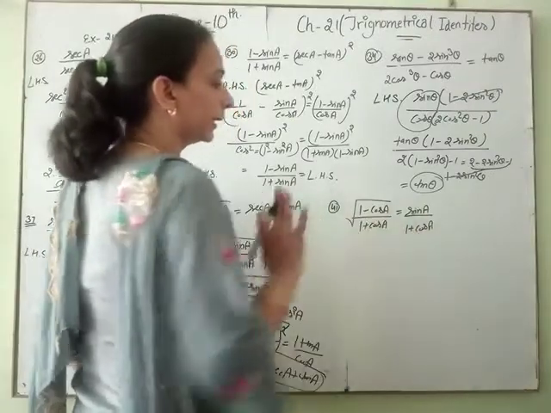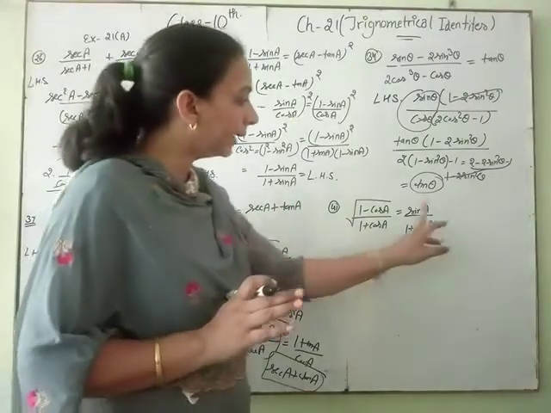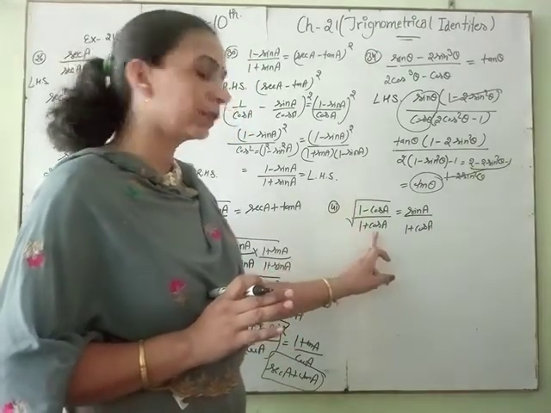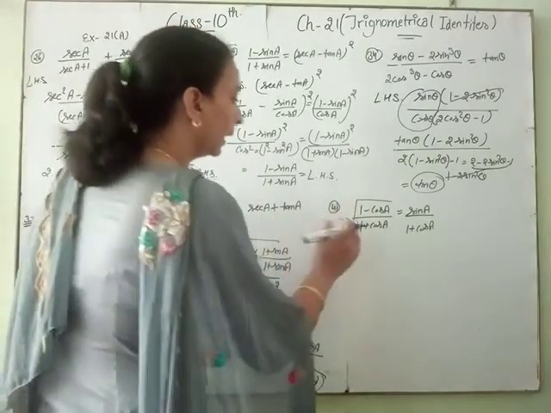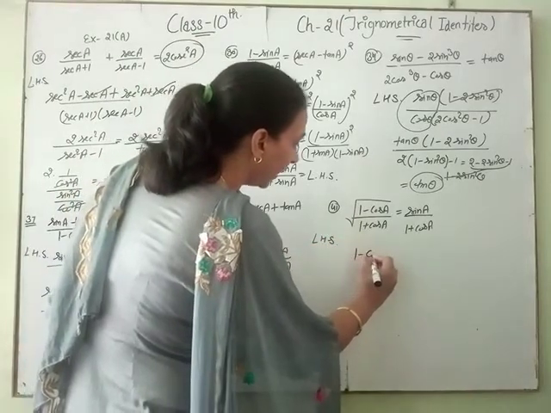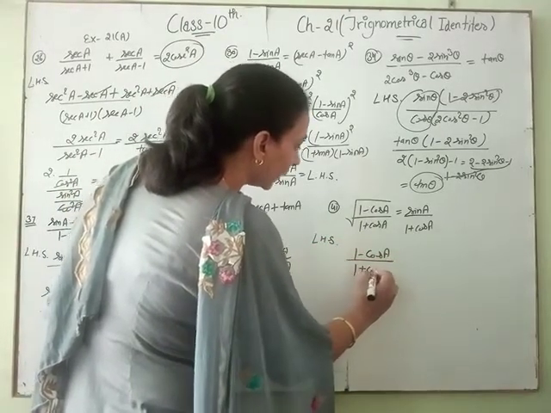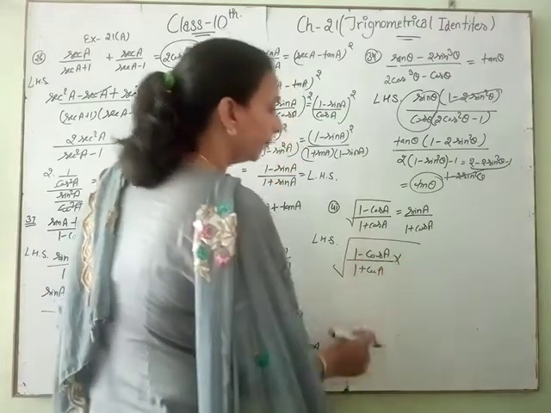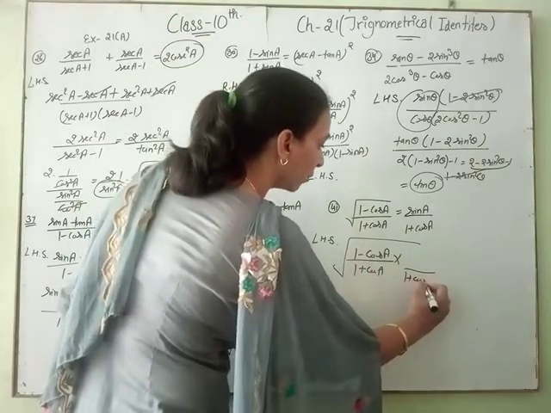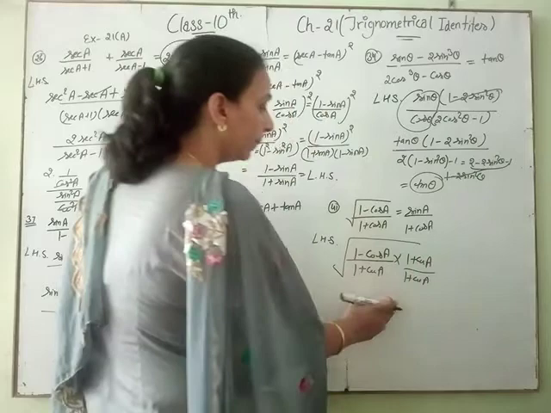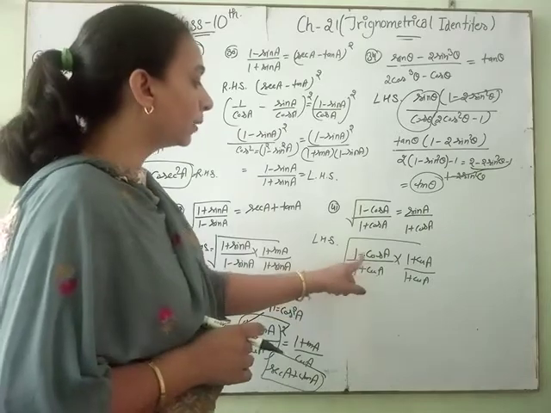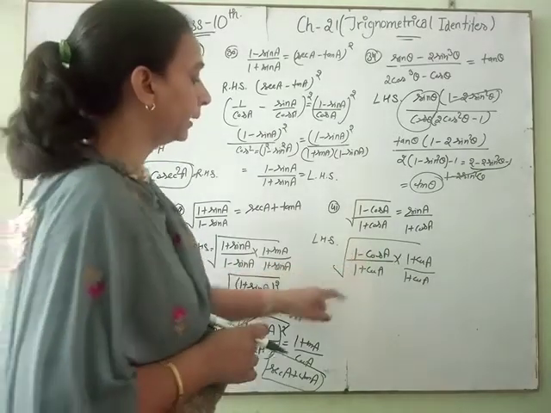This is the same question, but we work according to the right side, which has 1 plus cos A in the denominator. So we rationalize the numerator of the left hand side, 1 minus cos A by 1 plus cos A. We multiply and divide by 1 plus cos A, according to numerator rationalization.